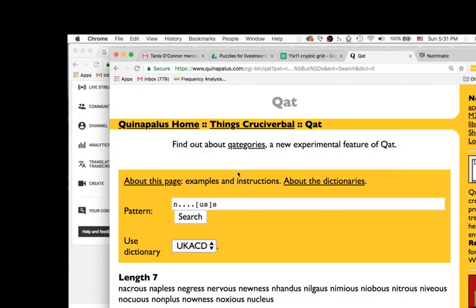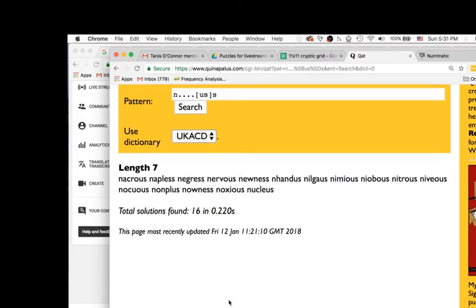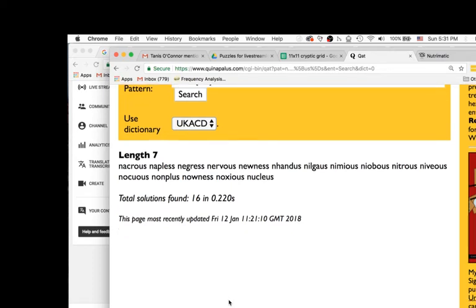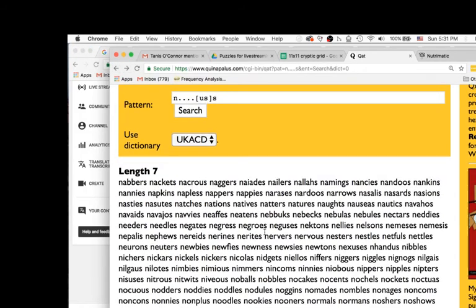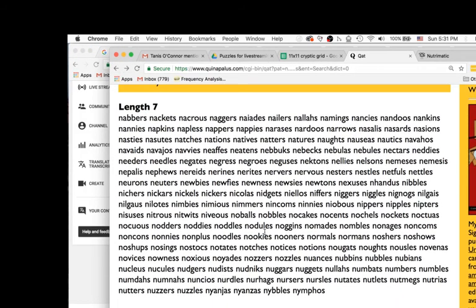So I'll search for this. There are some of those words I'm definitely not using. Nonplus, noxious. The X is going to get me in trouble. Nucleus, nervous. Nitrous. Not feeling any of these words, so I guess I'll go with a plural. I have a lot to choose from.